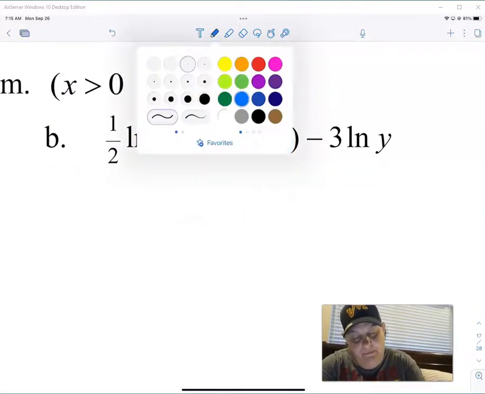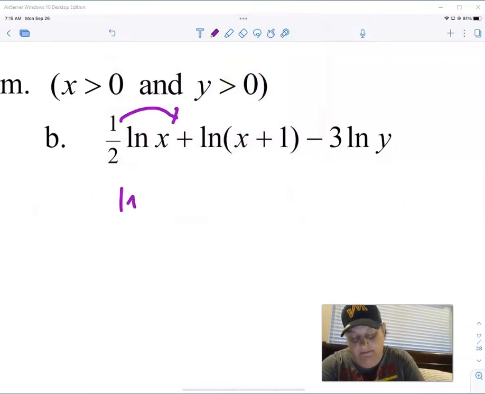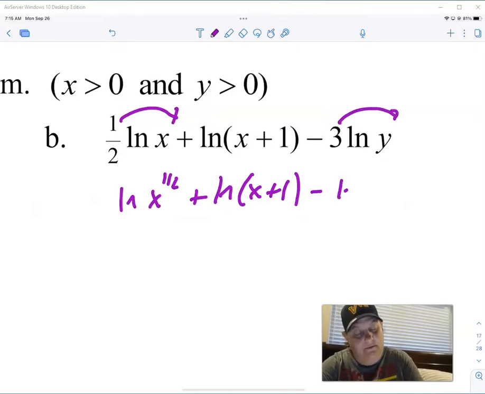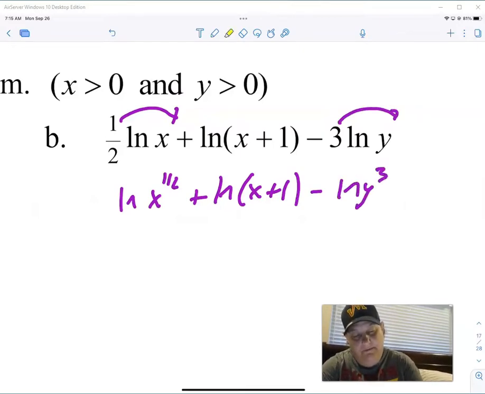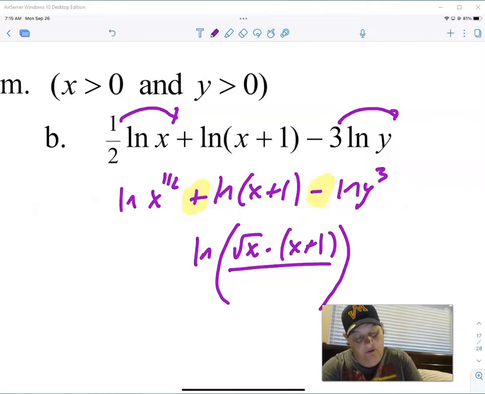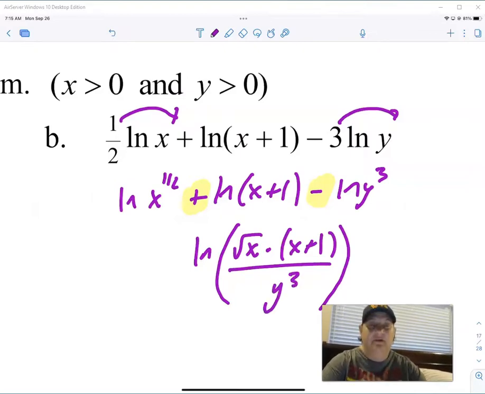So actually, okay, so that's going to come up. And then this time I'm actually going to leave the minus down there to show you something. Okay, look, plus means it's multiplied, minus means it's divided. Here's what I'm going to do. ln of x to the 1/2. Now you can write that as x to the 1/2, or you can write square root of x, okay? Times x plus 1 over y to the third, because that's divided.